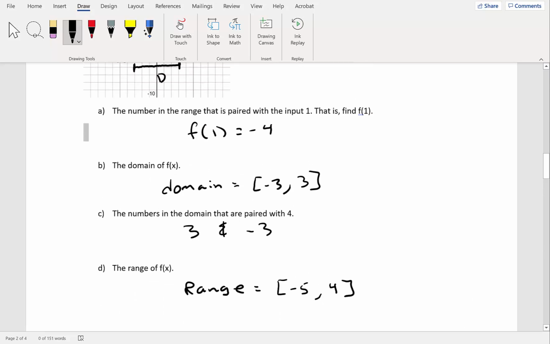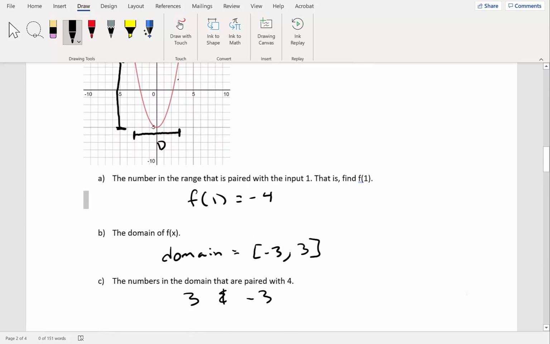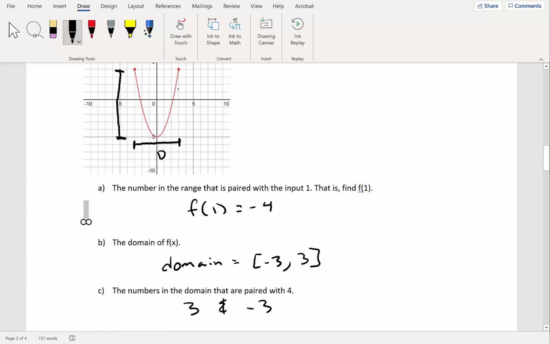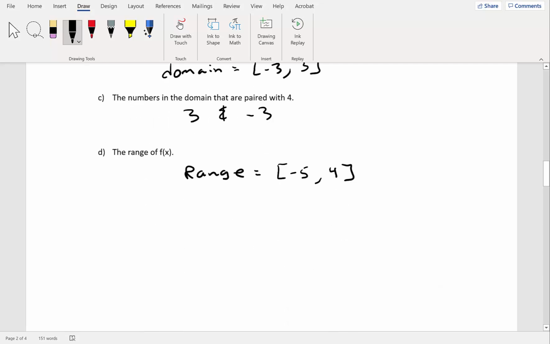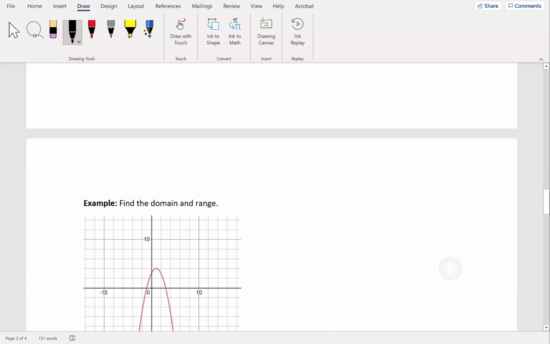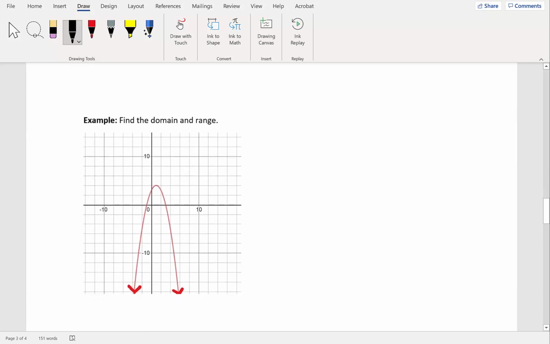Okay. So in this particular case, we were given a graph and we actually had a line. So we have to account for all those x values in our domain, and we have to account for all the y values for our range. Another one that's similar. This time we just want to find the domain and range.